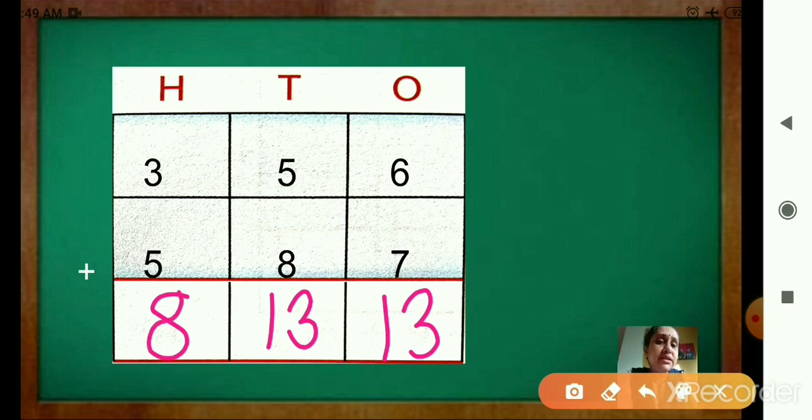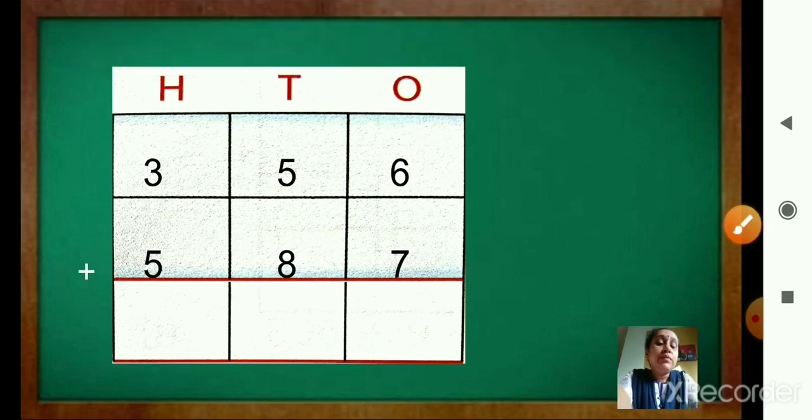Is it correct? Are you feeling it is correct? No, this is wrong. We cannot write like this after adding the numbers. Okay? So our sum will be wrong. So what do we have to do? What will we be doing? Let's do it together now.